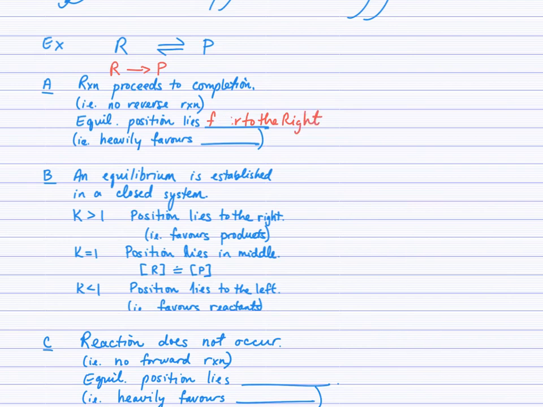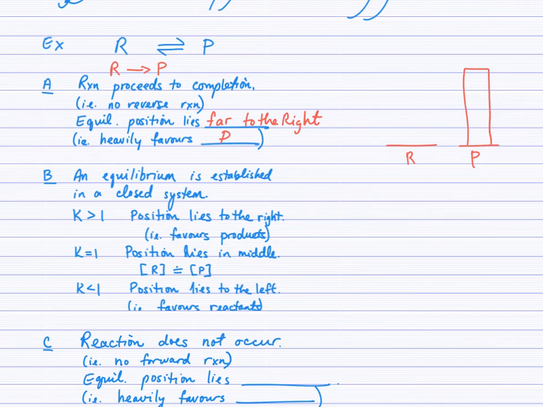Sorry, that wasn't very neat there. I don't know what happened with the pen. There, far to the right. Or we could say it heavily favors the products. So if I did a bar graph here to represent the amount of reactants and the amount of products, then I would have a huge amount of products and no reactants.